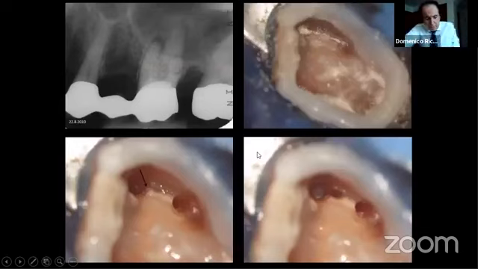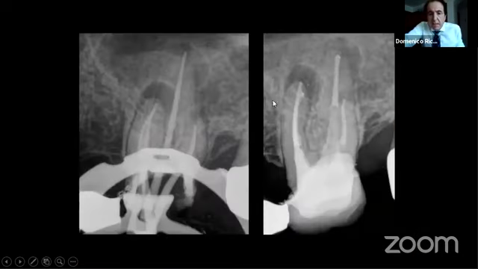I would like to conclude, I have time, with the last case that was treated by an excellent endodontist from Germany. This is the pre-op. He was able to locate all the orifices, okay? He instrumented all the canals. MB2 was there and filled in one visit according to the Schilder technique.